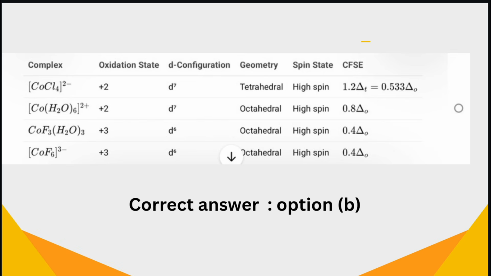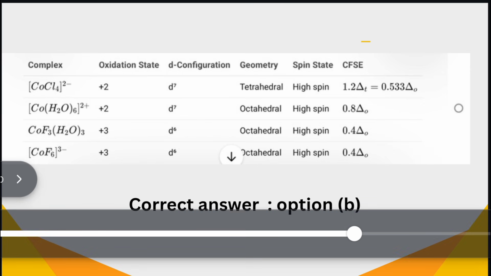And second complex Co(H2O)6 2 plus. Here oxidation state is plus 2, d electron configuration is d7, geometry is octahedral, spin state is high spin and CFSE is 0.8 delta naught. And third complex CoF3(H2O)3. Oxidation state is plus 3, configuration is d6, octahedral geometry, high spin state and 0.4 delta naught CFSE. And the fourth complex CoF6 3 minus, here oxidation state plus 3, electronic configuration d6, octahedral geometry and high spin state, so CFSE is 0.4 delta naught. So here the correct answer is option B, CoF6 3 minus.